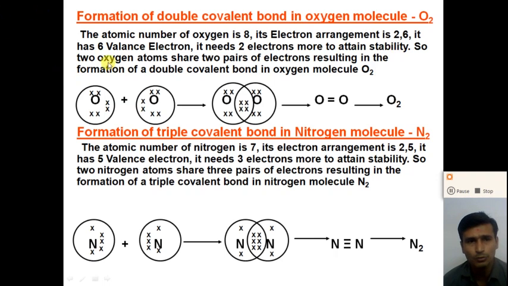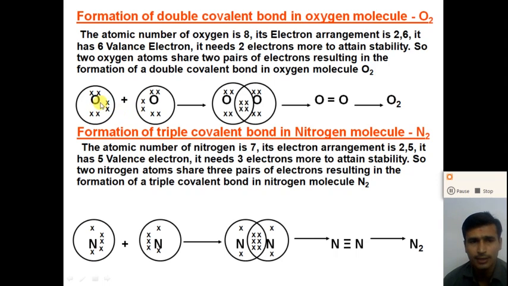The two oxygen atoms share two pairs of electrons, resulting in the formation of the double covalent bond in the oxygen molecule O2, right? So we take the oxygen atom, we only represent the outermost orbit, 6 electrons in the outermost orbit. So this oxygen atom needs 2 more electrons to attain stability. So to attain stability, this oxygen atom requires 2 more electrons. So the two oxygen atoms share 2 electrons of each atom, right?